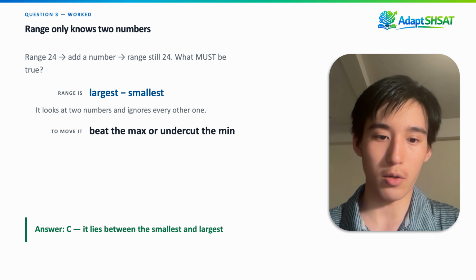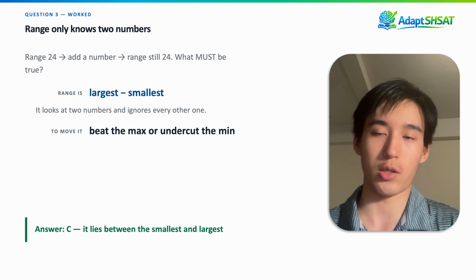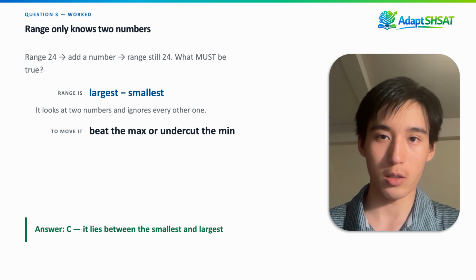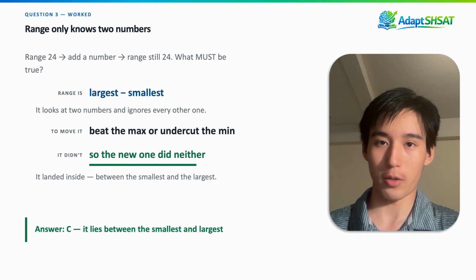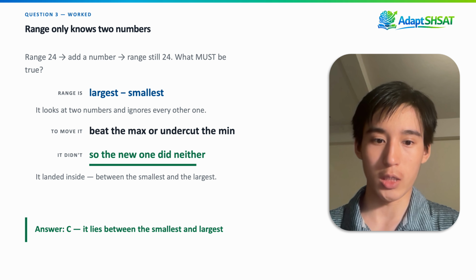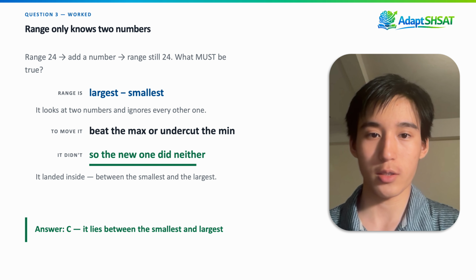So therefore, the only way to move it is actually to either beat the max or undercut the min. So your new number has to be either greater than the maximum number or lower than the minimum number. But here, the range didn't change. So the logical opposite of that means that it must have landed somewhere inside. So the answer is C, that it lies between the smallest and the largest.